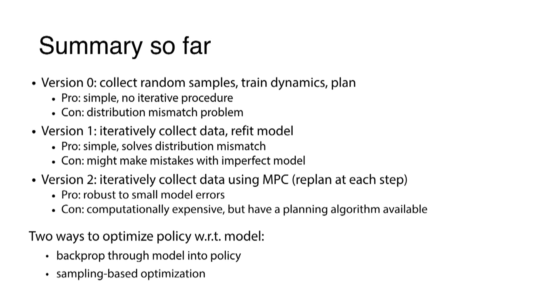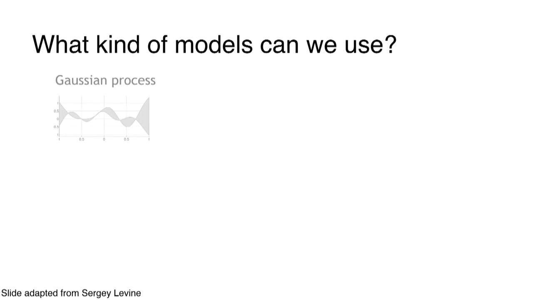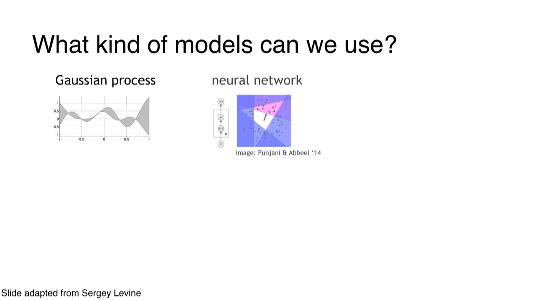Okay. What kind of models can we use? Well, in some of the previous literature, Gaussian processes have been quite popular for using models because they can, I'll talk a bit more about GPs in a second. You can also use neural networks. And there are other models that you can use as well. For Gaussian processes, typically what this looks like is you have an input of your state and action and an output of the next state.